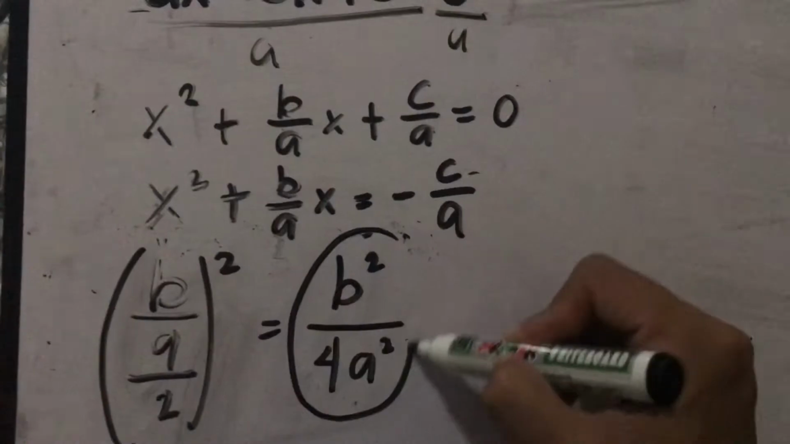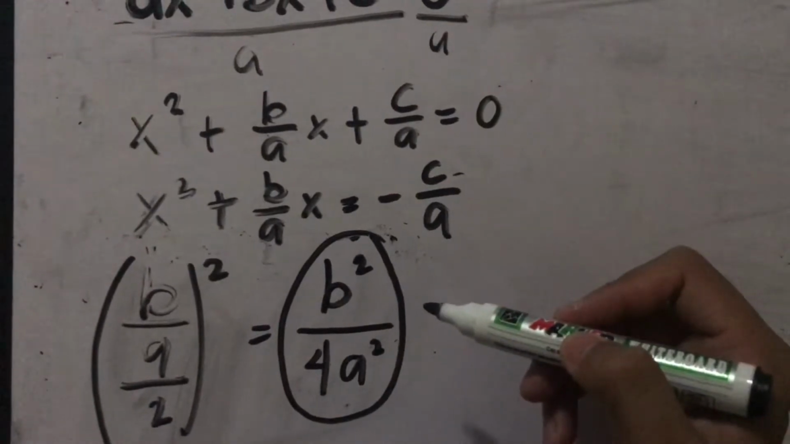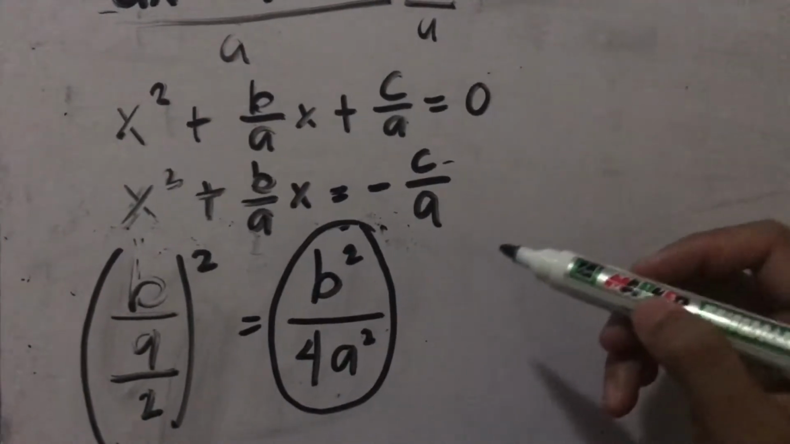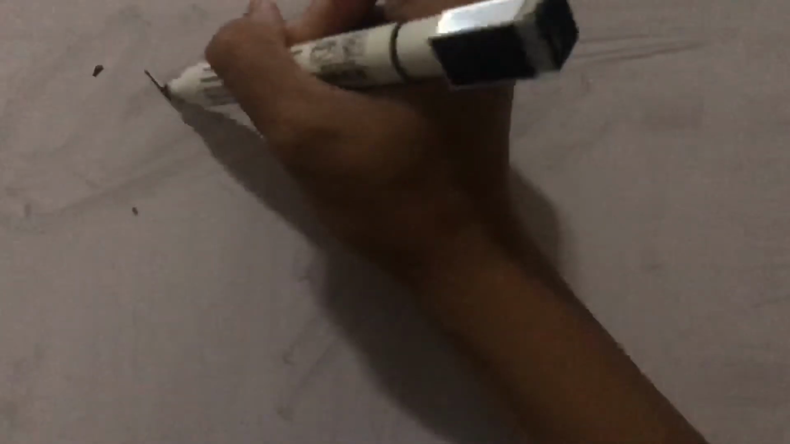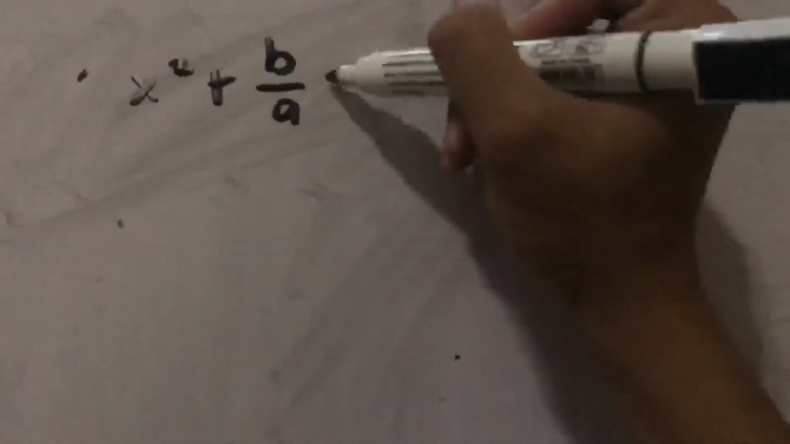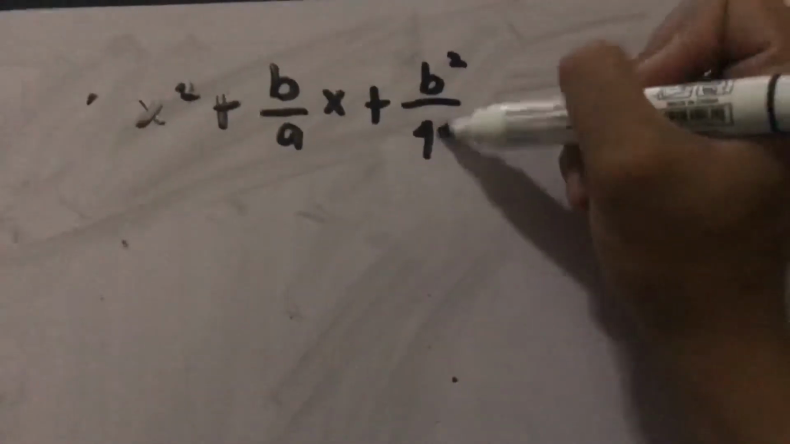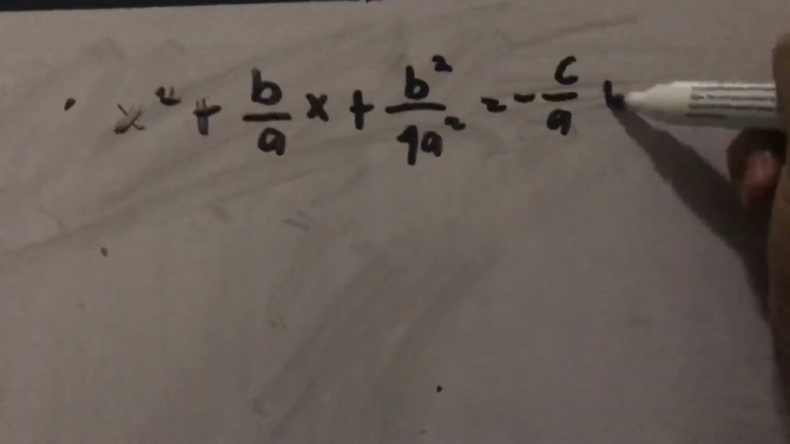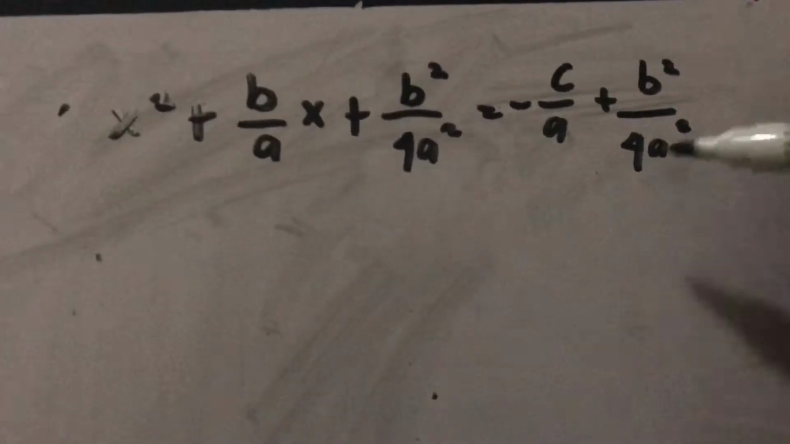So itong nakuha natin na to, ito yung gagamitin natin pang add sa both sides ng equation para magkaroon tayo ng perfect square trinomial. So pwede natin silang i-add both sides. So x squared plus b over a x plus b squared over 4a squared is equal to negative c over a plus b squared over 4a squared.